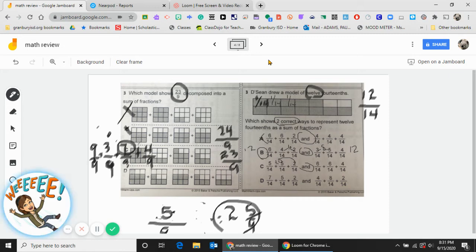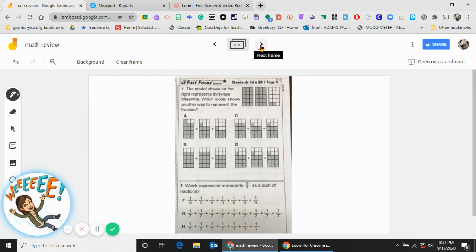Okay, let's go to the next step. Let's see, we've got some beautiful models here. It says the model shown on the right, this is your right, represents 32 fifteenths. So I'm going to make that in a number form. 15ths is my denominator and my numerator is 32. There we go again, with a numerator larger than the denominator.